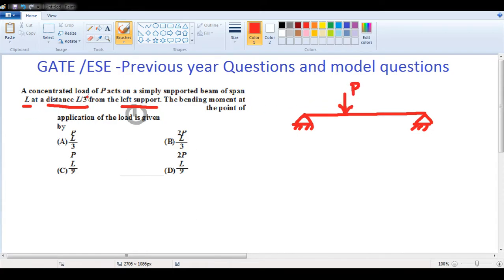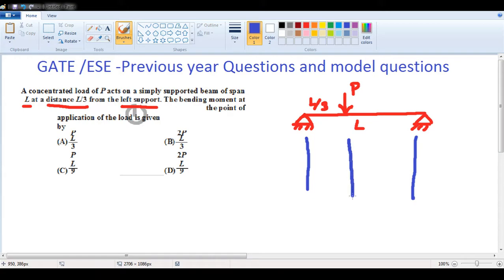At what distance? At a distance of L by 3 from the left end, correct or not? And the span or the length of this beam is what? L. So here what we are going to do is find the bending moment for this, correct?